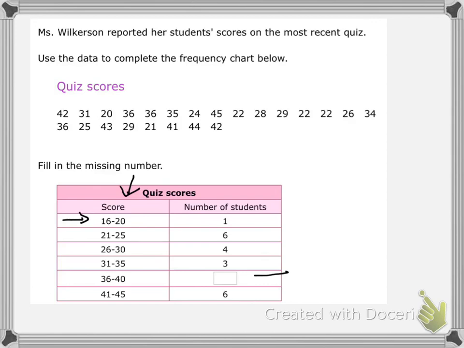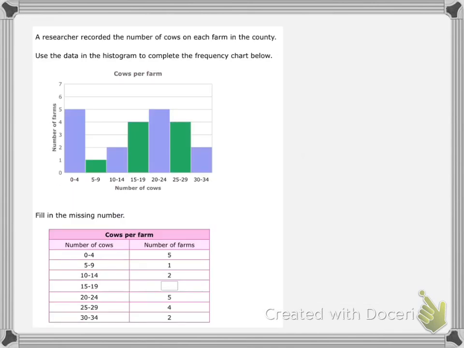We want to find out how many students had a score between 36 and 40, including 36 and 40. So I'm going to go ahead and look for those and circle them. We have a 36, a 36, and another 36. I see 3 of them. There are no 37s, no 38, no 39, and no 40. All right, on to the next question here.